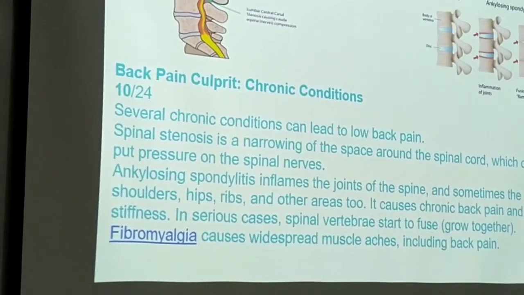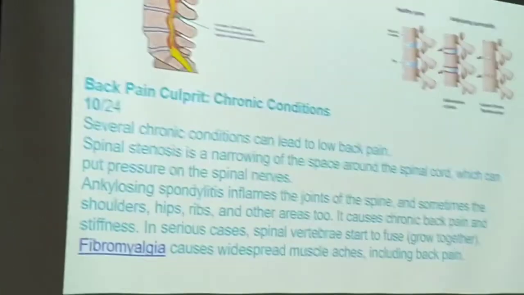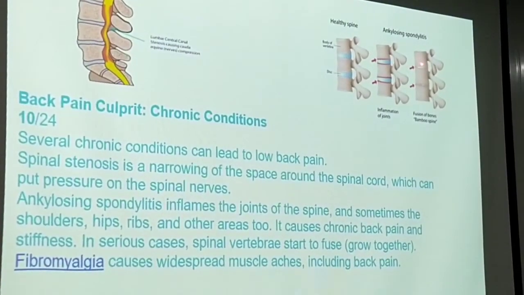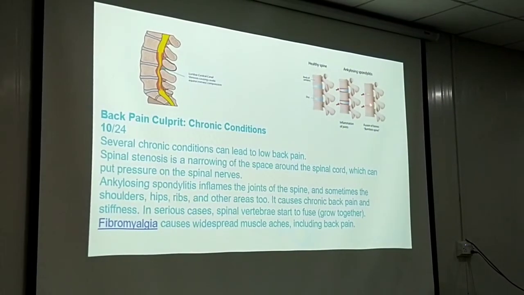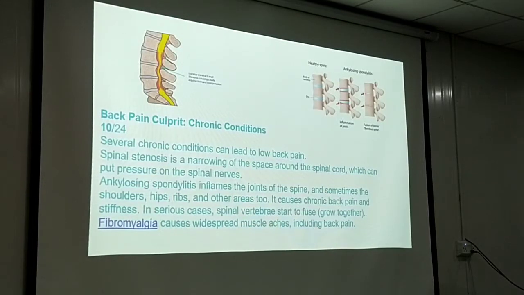In serious cases, spinal vertebrae become fused together. As you can see, there is the bamboo spine, fusion of bones. Vertebral bones are fused together. It's a presentation of ankylosing spondylitis. The surfaces are inflamed, and bony spikes can be present.